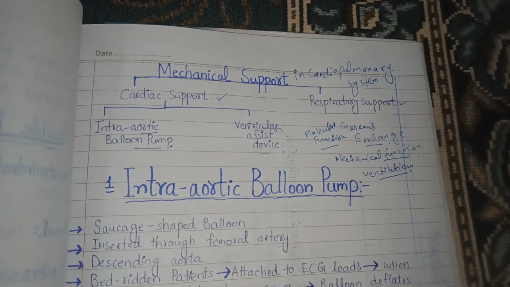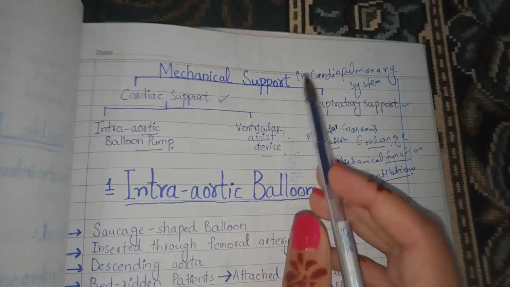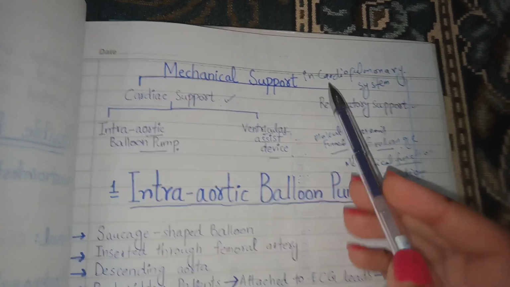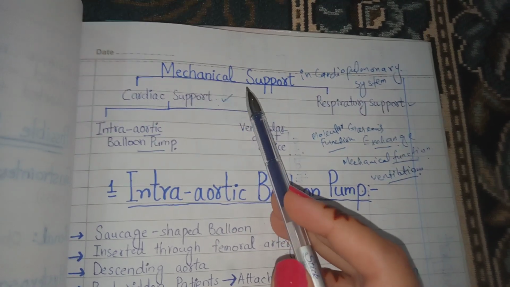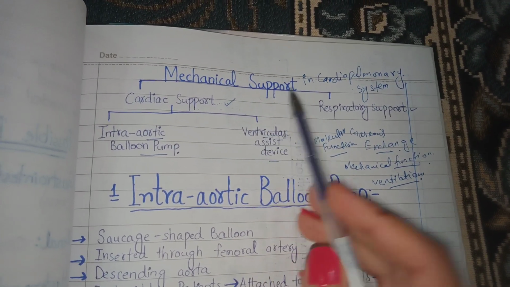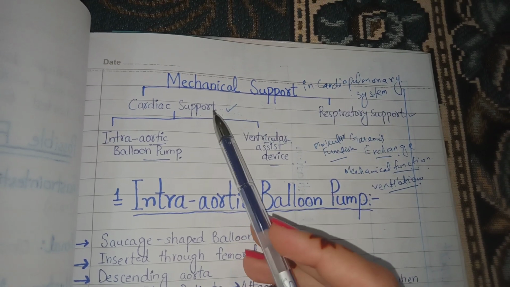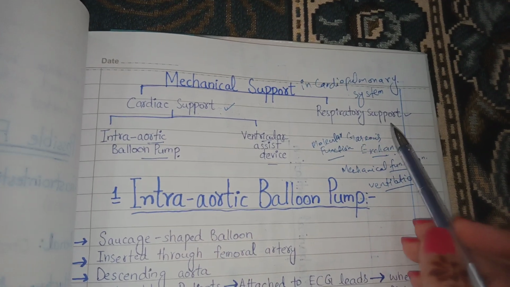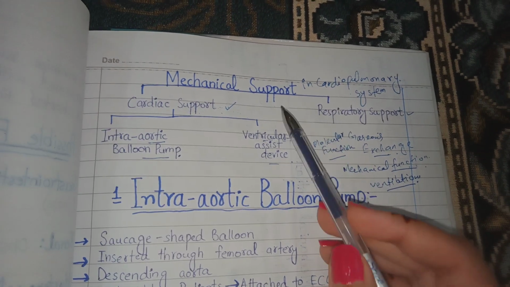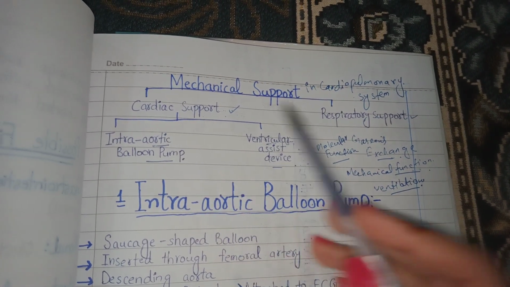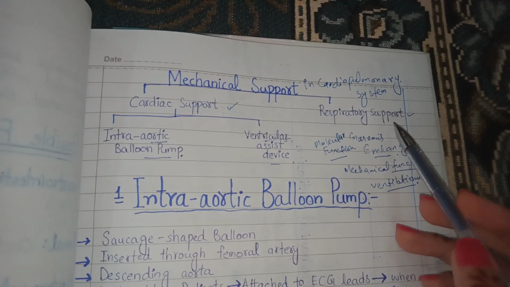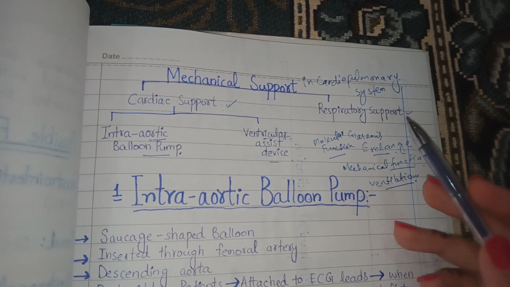In this video we will discuss the mechanical support system in the cardiopulmonary system. First of all, we will discuss why we need to give mechanical support in the cardiopulmonary system. The cardiopulmonary system consists of two types of systems, cardiac and respiratory, and in the same way it has two types of mechanical support, cardiac support and respiratory support, according to their systems.